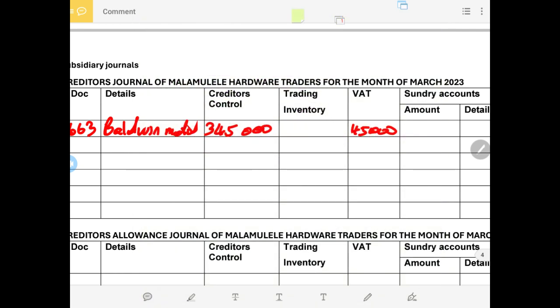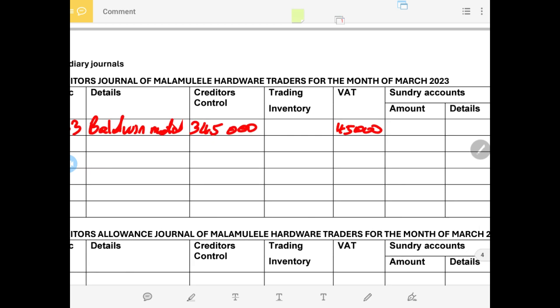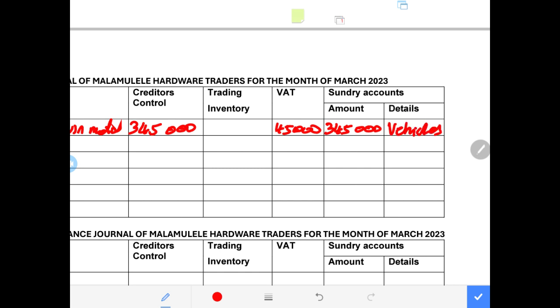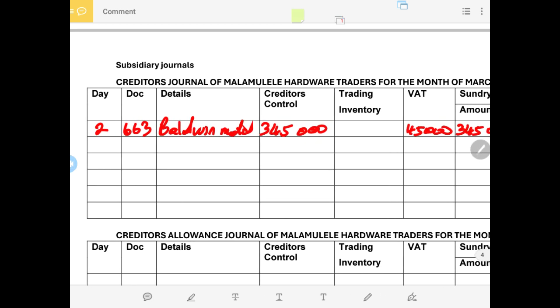We look at the columns in here, there is no column for vehicle. So what do we do then? Then the 345,000 rands will be recorded under sundries, and under details we then need to say vehicle, the vehicle that we bought. Vehicle is what we bought, not more than one vehicle. So that is how we end up recording under sundry accounts.